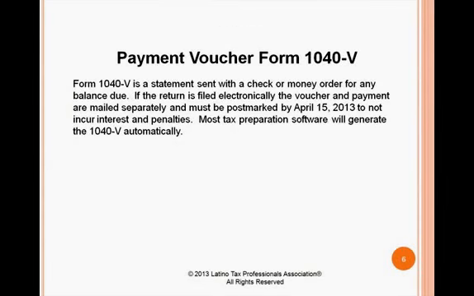Now, if you do have a balance due, Form 1040V for voucher is a statement sent with a check or money order for any balance due. If the return is filed electronically, the voucher and payment are mailed separately and must be postmarked by April 15, 2013 for the 2012 tax returns to not incur interest and penalties. Most tax preparation software will generate the 1040V automatically.